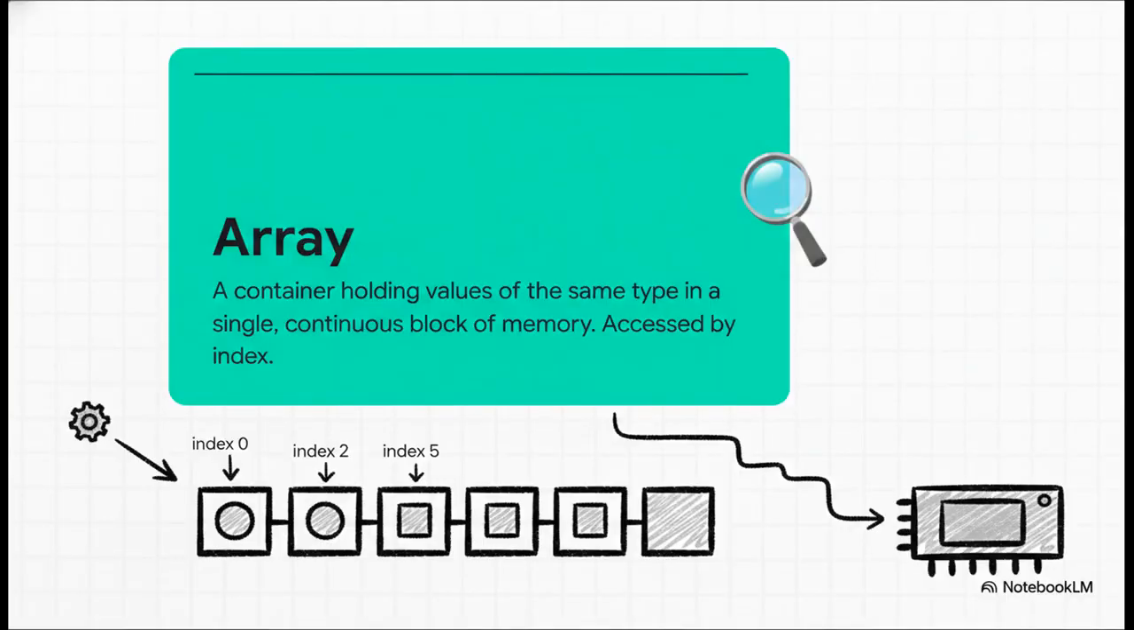So, when you get right down to it, what is an array? Well, you can think of it as a container with two really strict rules. First, all the items inside have to be the same type. And second, they all have to live together in one single unbroken line in the computer's memory. And the most important rule of all, to find anything, you just need its address, or index. And in programming, we always start counting from 0, not 1. That first spot is always index 0.